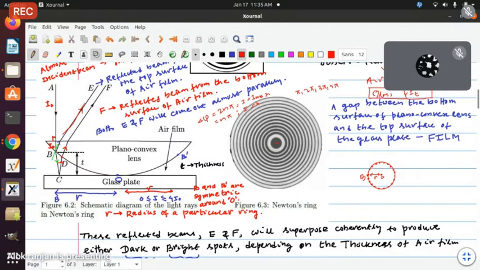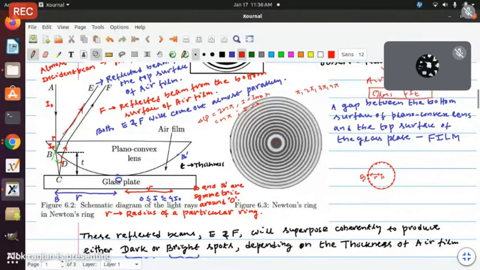Therefore, the ring structure appears due to the symmetric nature, that we can say symmetry, because if you move at a distance r from the point of contact, the scenario will remain the same. So due to the symmetry around the point O, what is happening at B will exactly happen at distance r from this point of contact, on an imaginary circle which is at a distance r from the point of contact.